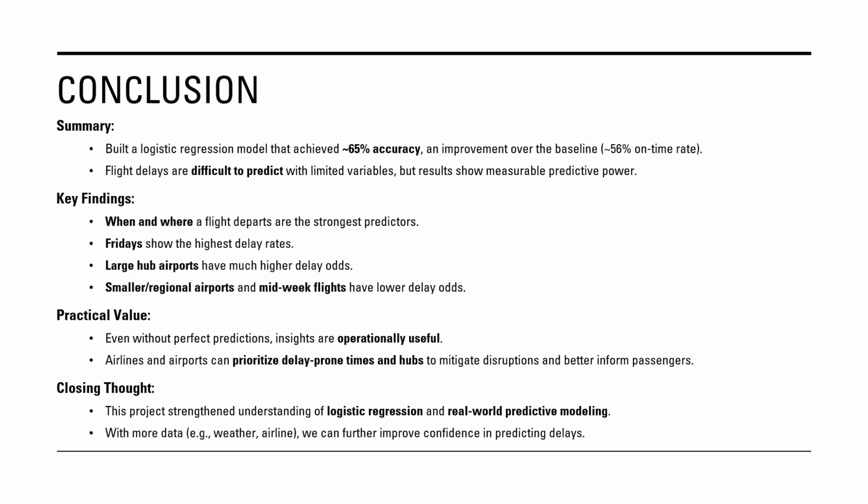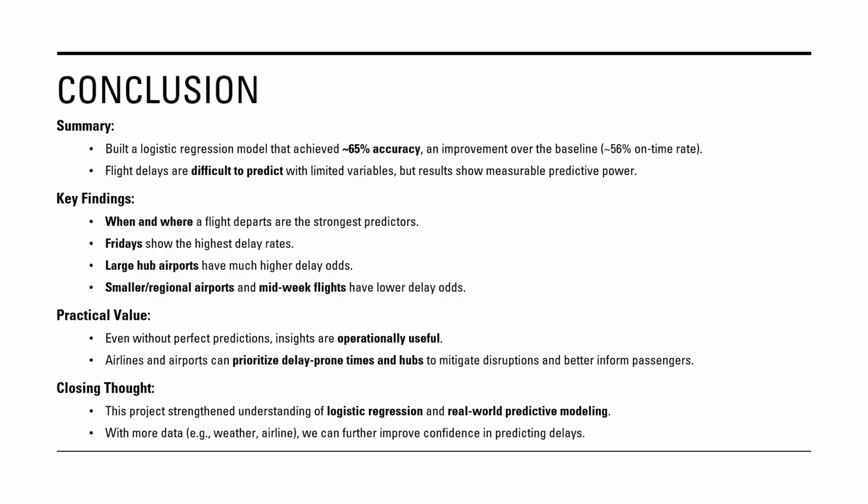To wrap up, we were able to build a predictive model that performs moderately well in distinguishing delayed flights and on-time flights. Our accuracy of 65% is a big step up from our initial baseline of 56% we saw in the pie chart at the beginning of the presentation. So there is some predictive value in the features that we implemented.